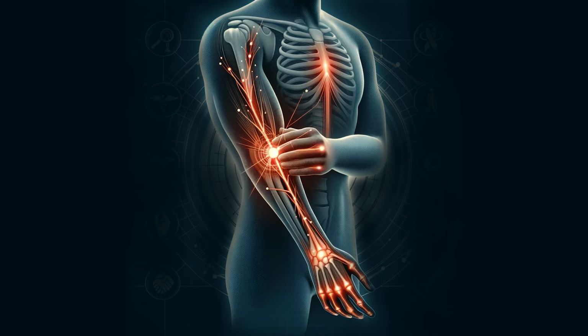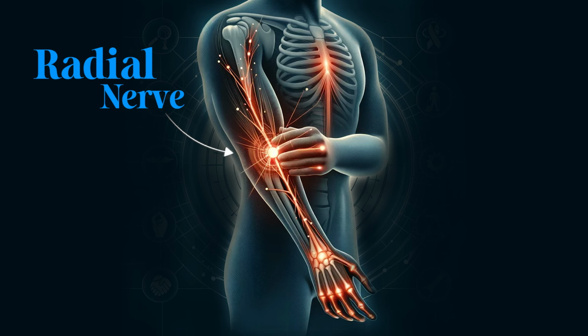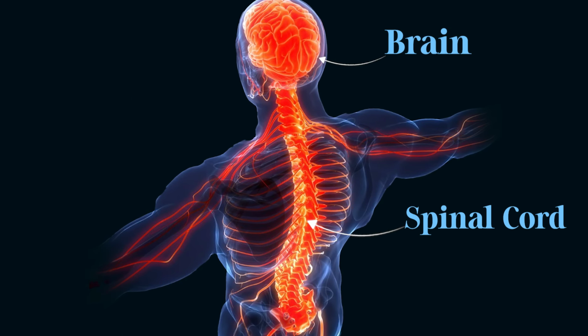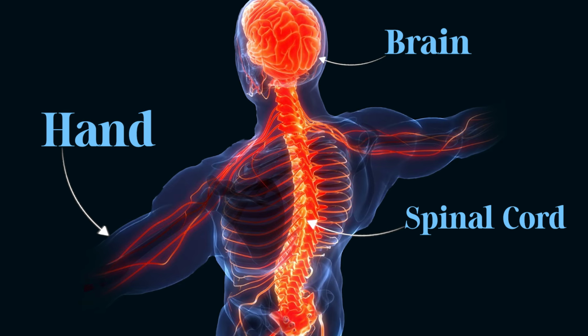But why does this happen? Well, this happens due to damage or else compression on the nerve which is called the radial nerve. This is a nerve that starts from your brain, passes through the spinal cord and then reaches your hand. This nerve is responsible for giving power to your wrist muscles, which allow your hand to lift upwards, even the fingers. It also gives some sensory feedback, or sensation, to the hands.